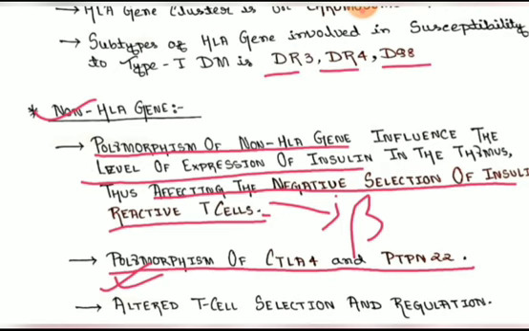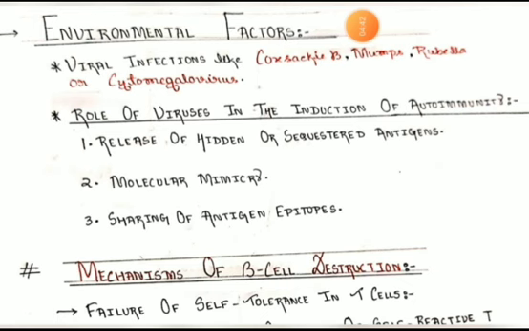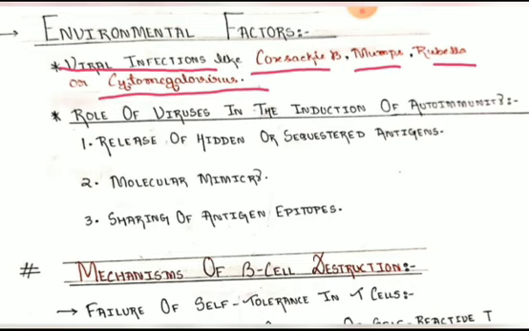Now coming to the environmental factors, viral infections with Coxsackie B, mumps, rubella or cytomegalovirus are mostly involved in diabetes mellitus. So how do these viruses induce autoimmunity in our body? There are three mechanisms which can explain the role of viruses in the induction of autoimmunity. So let's see them one by one.